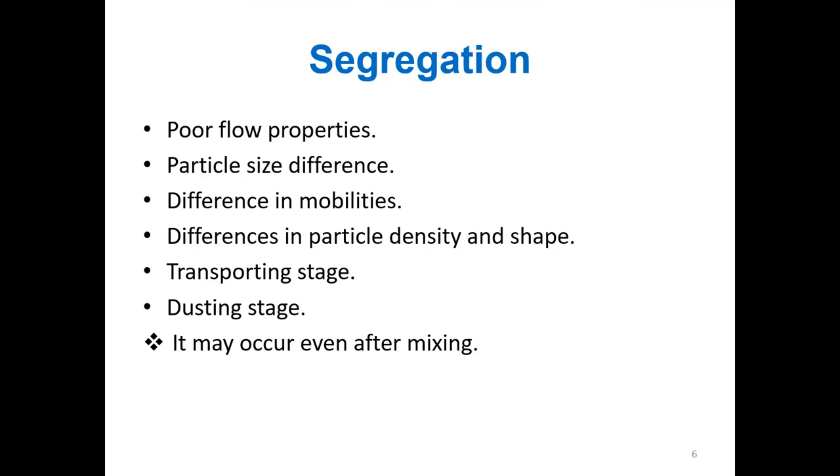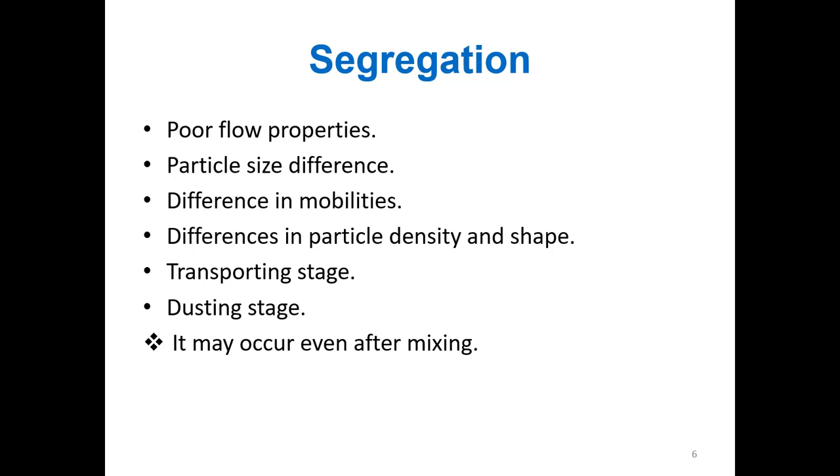So you know segregation, separation, why does separation occur? Why are these particles segregated from one another? Why are they separated from one another? So this is due to poor flow property. This is due to poor flow property and the particle size difference.